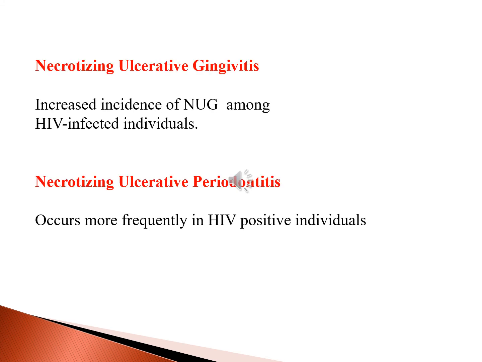In the next lesions, the gingival and the periodontal lesions which are common in AIDS or HIV patients are necrotizing ulcerative gingivitis and necrotizing ulcerative periodontitis. The clinical features are the same. Go back and refer the class on NUG and NUP. You can write the same clinical features. And these necrotizing lesions are very much common in HIV infected patients.